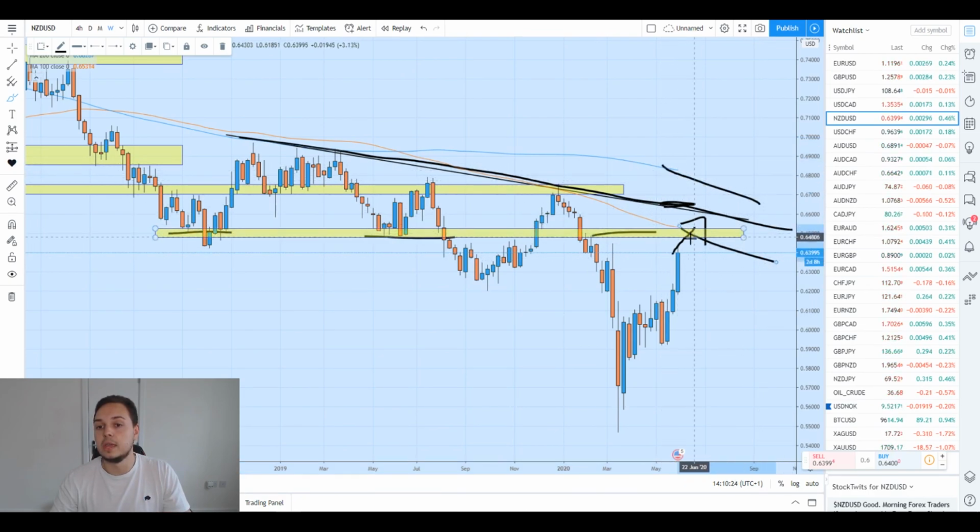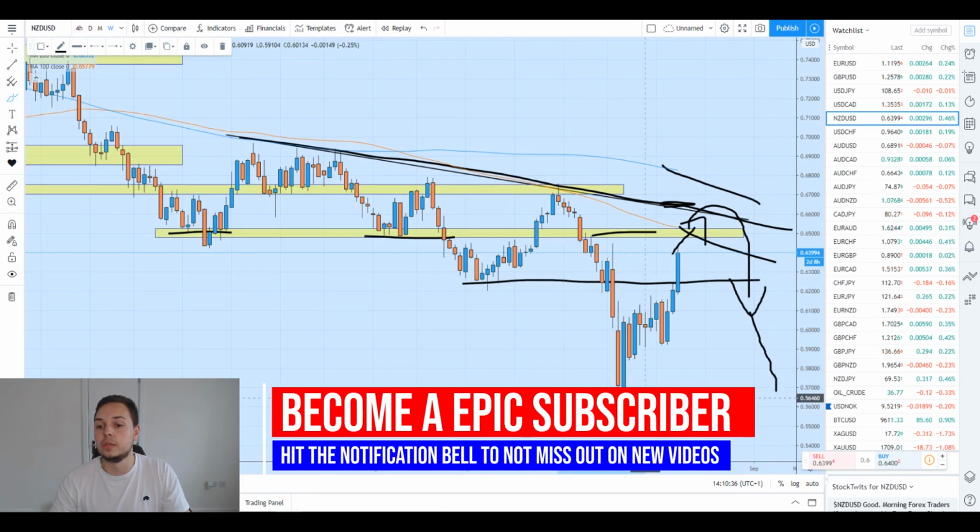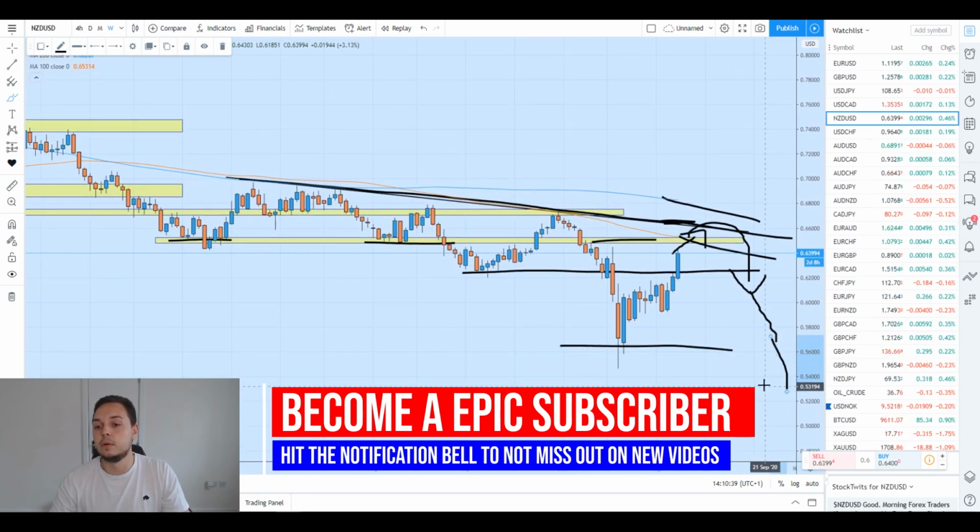Moving averages are here in between, so very likely it's going to have some sort of junction or some sort of blockage over here, and it will turn back down, reaching this previous area of sensitivity. If it breaks, then it will shoot here. If this breaks, then it will make a new lower low, and then I don't know where it's going.